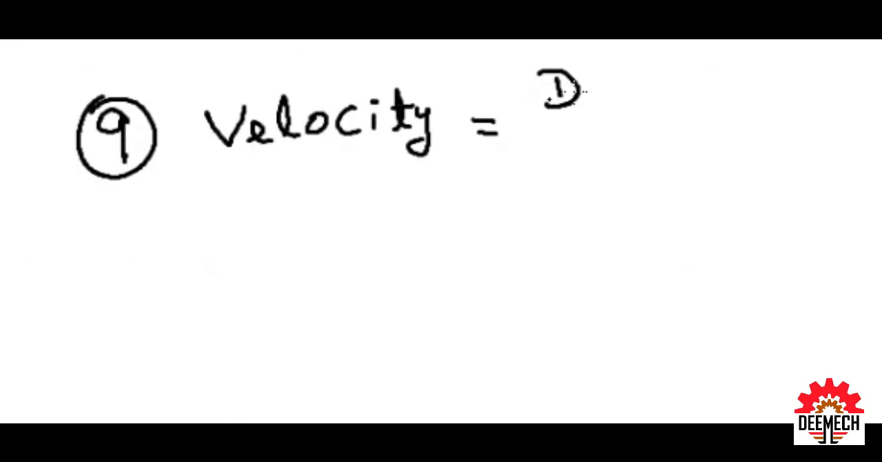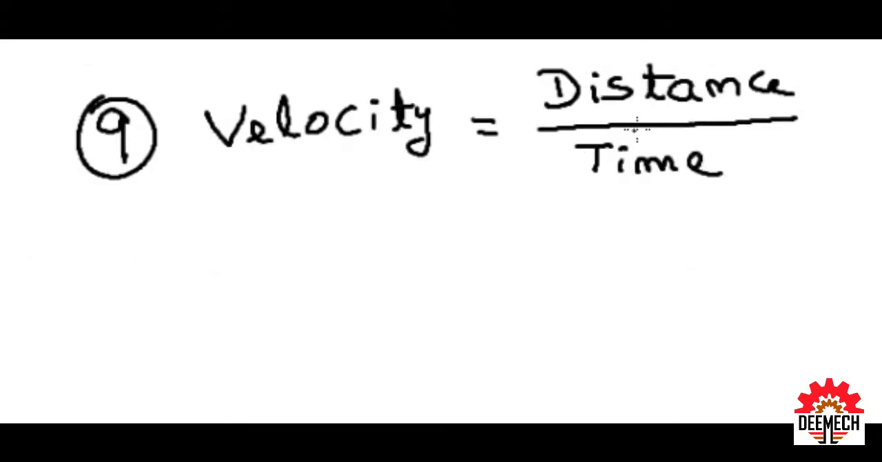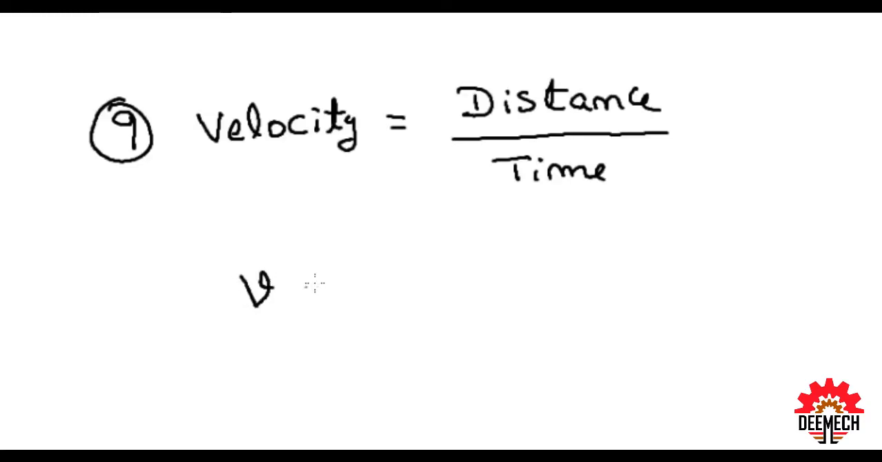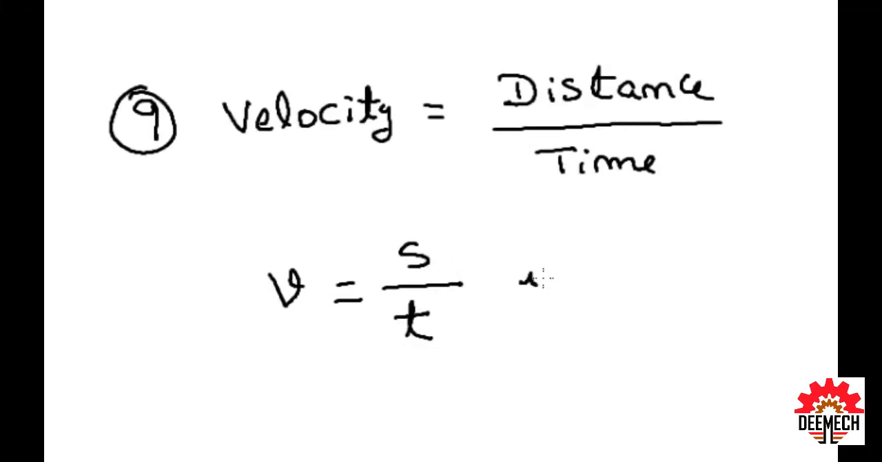Number 9 is velocity, that is equal to distance by time. Here the velocity is denoted by small v, distance capital S and time with the small t. We know that the distance is measured in meter and time is measured in second. So the unit of velocity becomes meter per second.